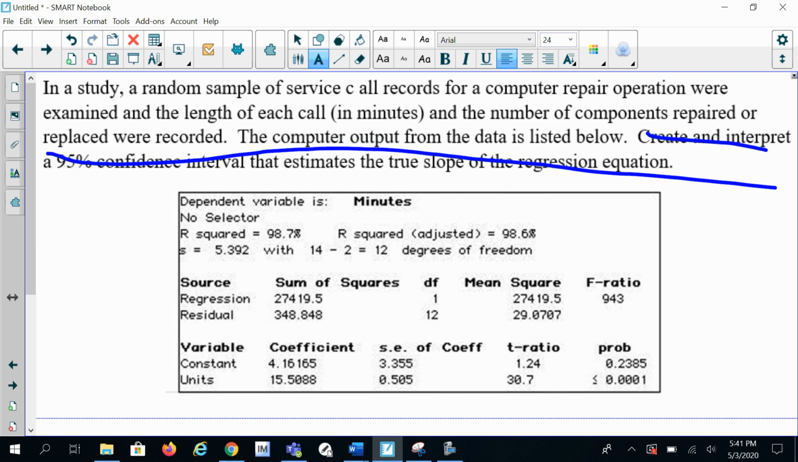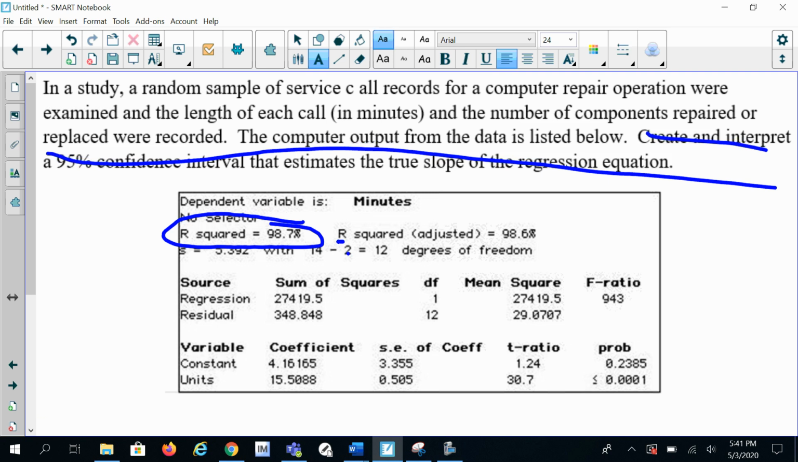Now we have R squared right here. It says R squared and it says 98.7%. Now you'll notice right next to it we have R squared adjusted. That's there to mess you up. So don't ever pick that. R squared adjusted is nothing we're ever going to deal with. Don't worry about what it is. It doesn't matter. So ignore that. So R squared is usually written as R squared, or you'll actually see R with a little 2 on top of it.